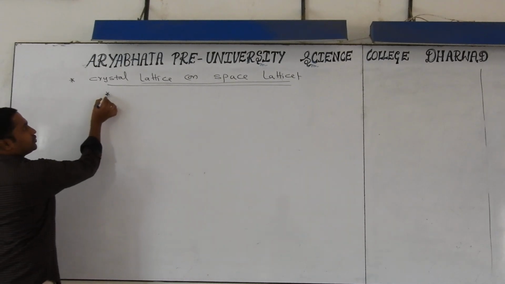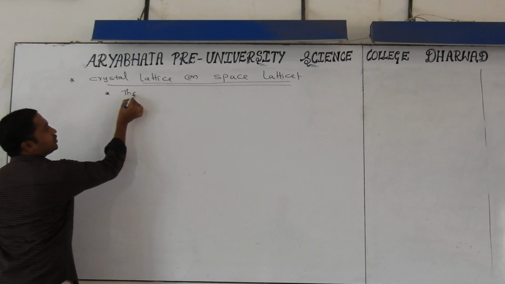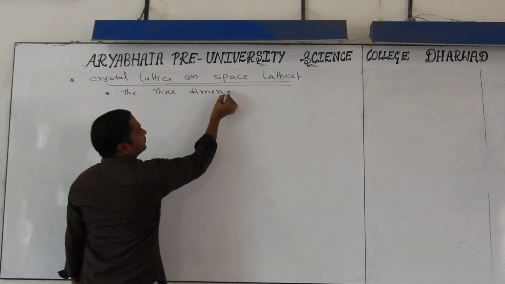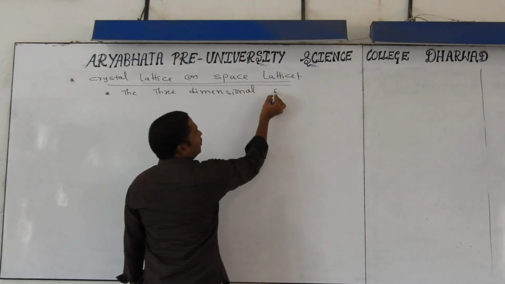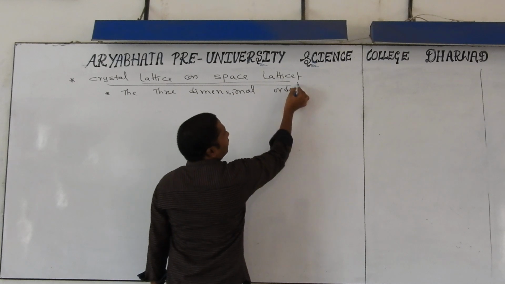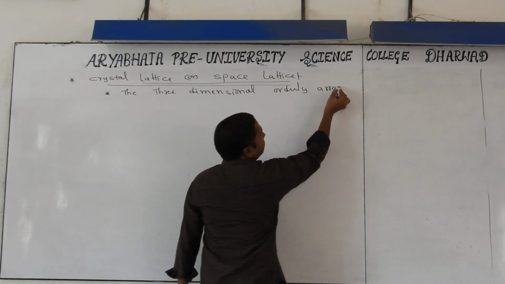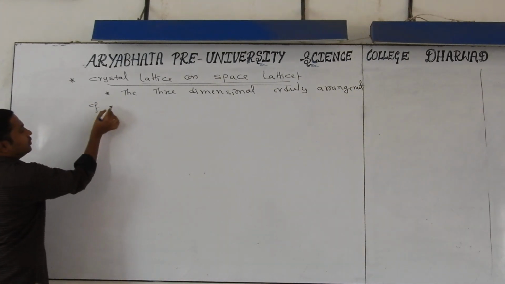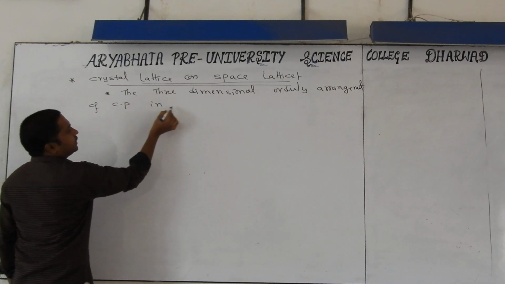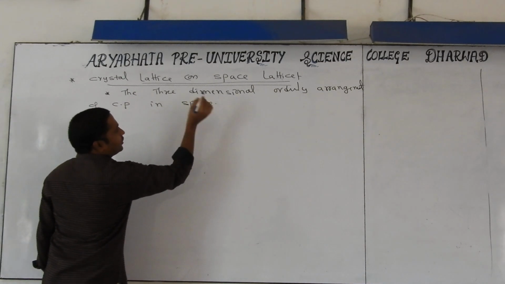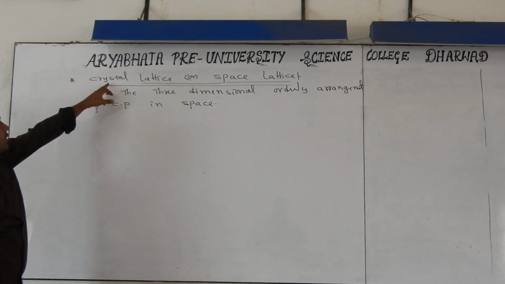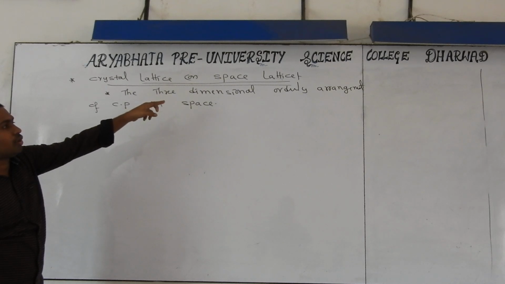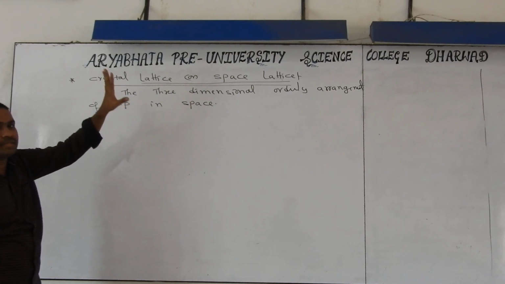First, I will write the definition. You see carefully. The three-dimensional orderly arrangement of constituent particles in space. The crystal lattice is also called a space lattice, meaning the three-dimensional orderly arrangement of constituent particles in the space.